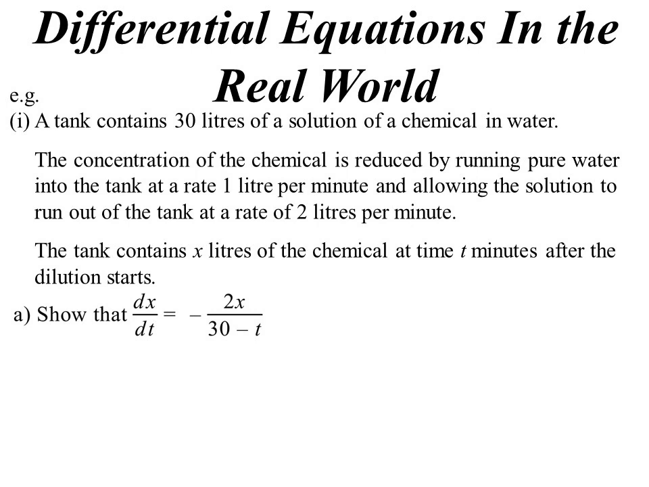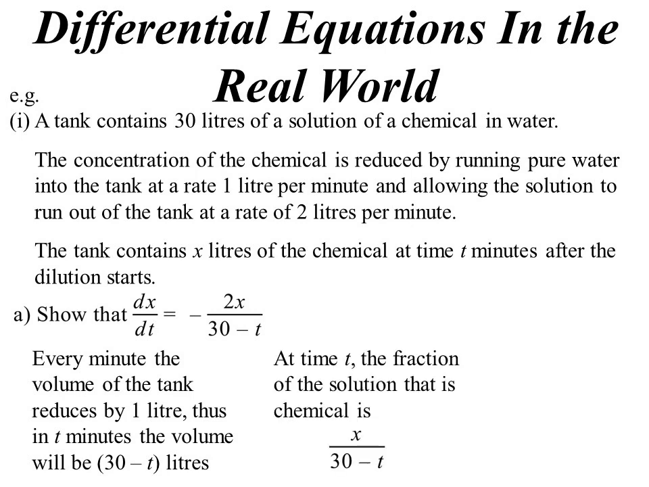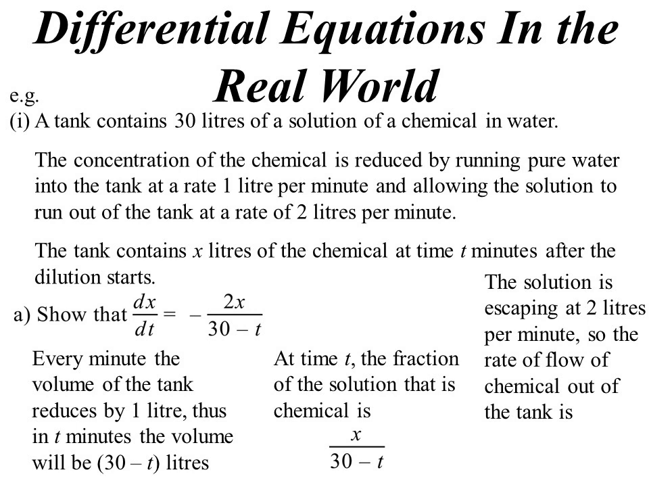So how did I do this one? Okay, well, every minute the volume of the tank is reducing by 1 litre. So we know that in t minutes, the volume of the tank will be 30 minus t, because it starts with 30 litres. Now, at time t, the fraction of solution that is chemical must be x over 30 minus t. So that's the fraction of solution. But the solution is escaping at 2 litres per minute, so therefore our rate must be 2x over 30 minus t.